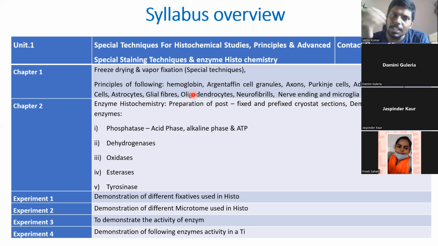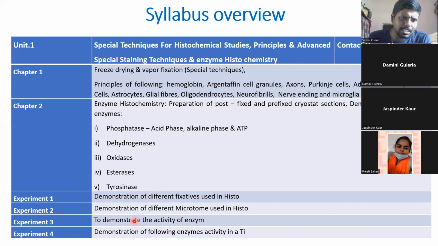Enzymes such as dehydrogenases, oxygenases, esterases, tyrosinases, phosphatases, all these enzymes can be detected. As the saying goes, all enzymes are proteins, but not all proteins are enzymes. So since all enzymes are proteins, we can track the enzymatic activity.